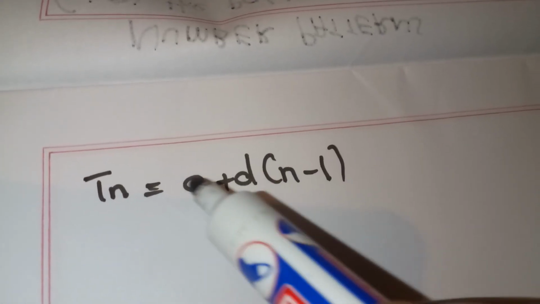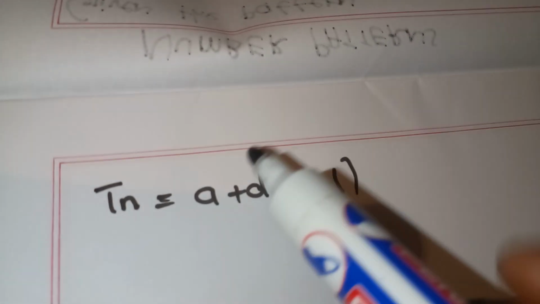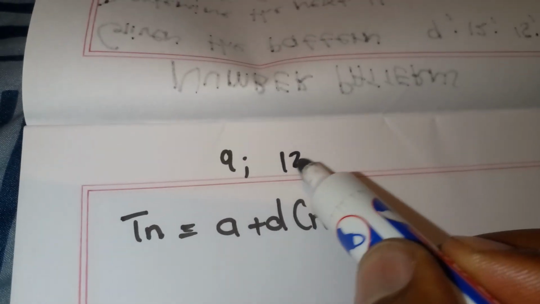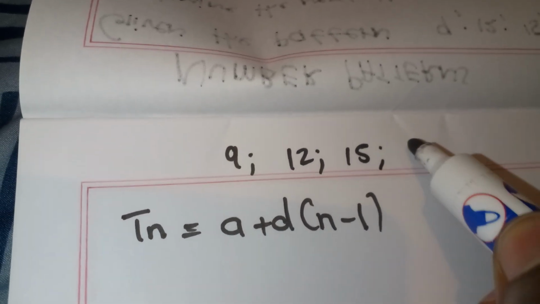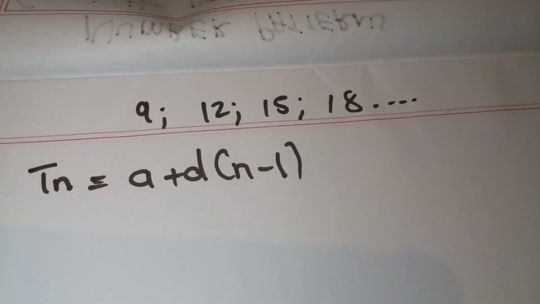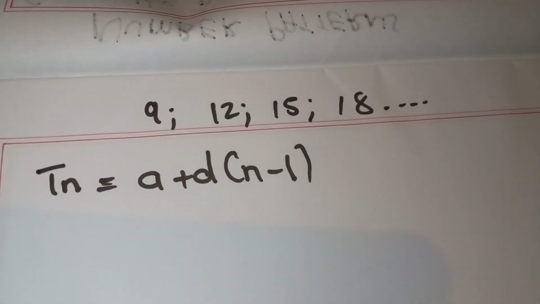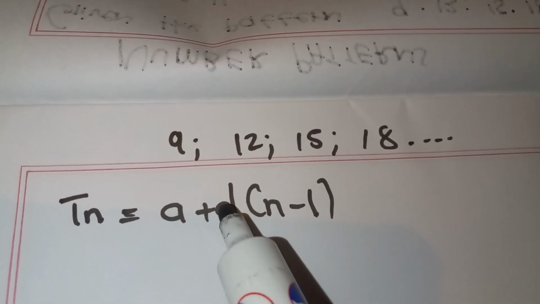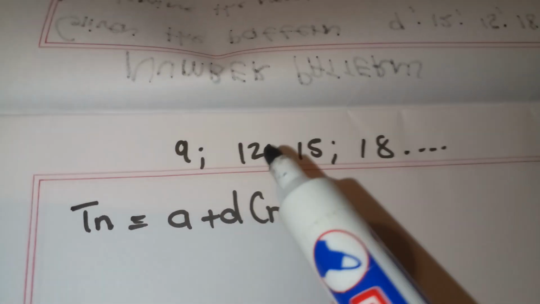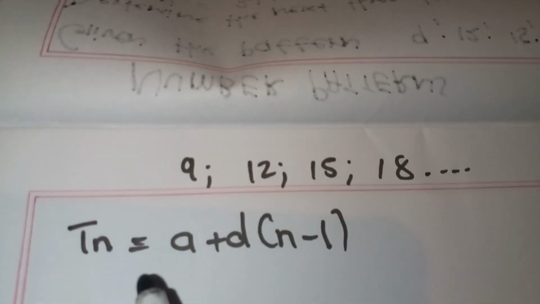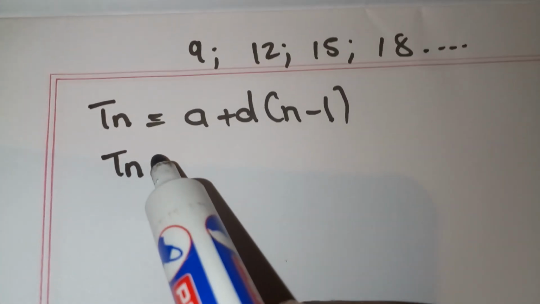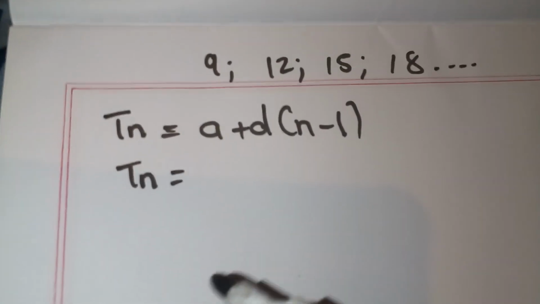So I say that the a is the first term. Okay, let me write the pattern here. Our pattern, guys, was 9, 12, 15, and then 18. This is the pattern that we are dealing with. Remember that I said that the a is the first term, the d is the constant difference, and then we can substitute to it. So you keep your Tn, and you substitute in this general equation.